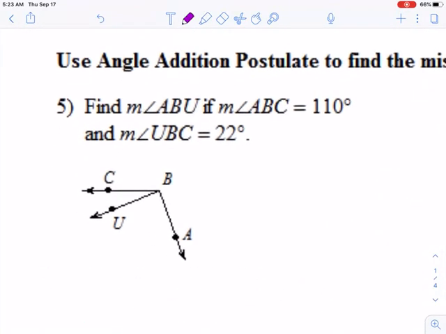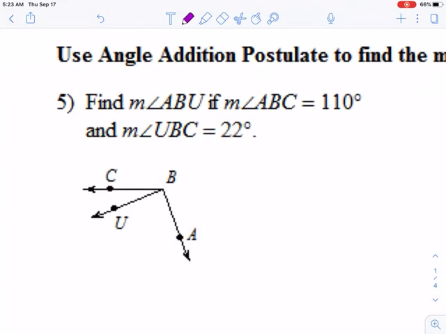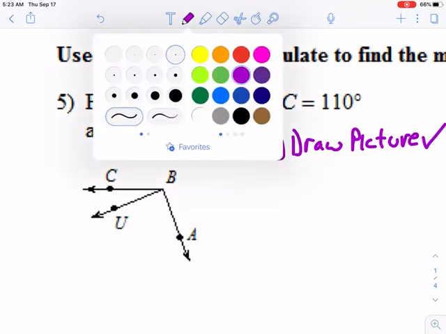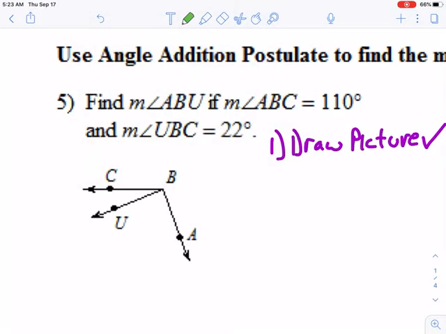So in this particular case, we're given pictures. That's great. Remember, some tidbits: draw a picture. Well, whoever made this problem was very nice. They gave us a picture. Next important thing is label.